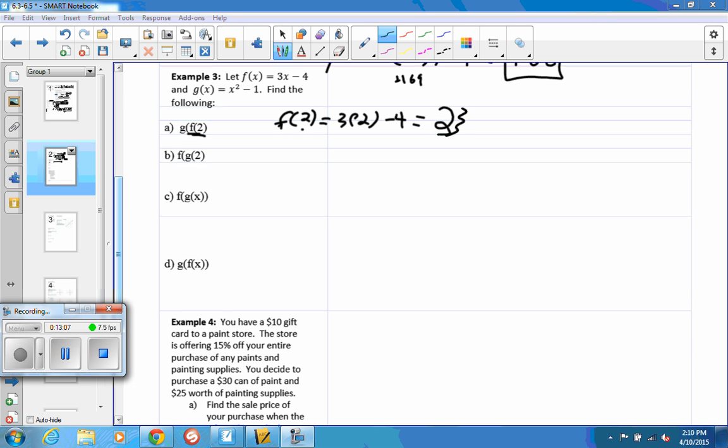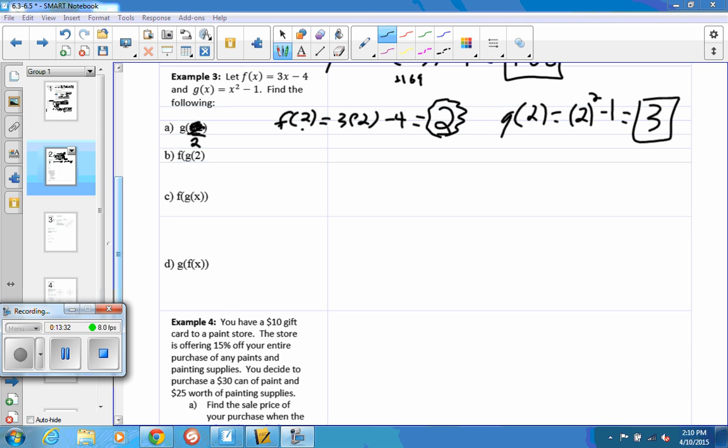So 2 is not my answer. I just put a little squiggly around it because I'm going to use it, right? So then I'm subbing in. I found f of 2, so now I'm just finding g of 2. 2 squared minus 1. 2 squared is 4, minus 1 is 3. Good. First one was 3.